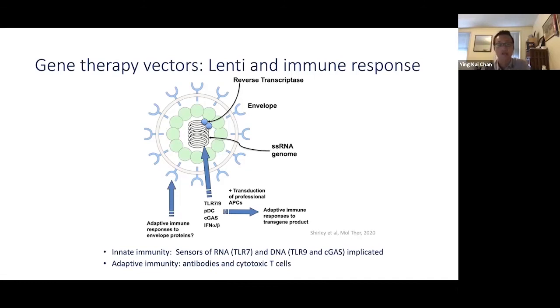In terms of adaptive immune responses, similarly, one could get antibodies and cytotoxic T cells against the envelope protein, and one might also be concerned about adaptive immune responses to the transgene product.